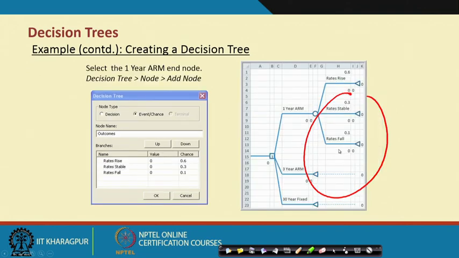Then, against the 1 year ARM, we have three different options: rates increase, rates stable, and rates fall. Similarly, in the case of the 3 year ARM, we also have three options, and for the 30 year fixed, we also have three options.